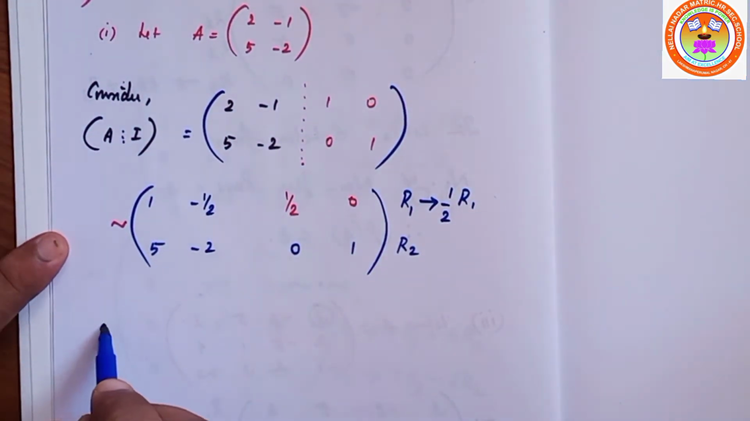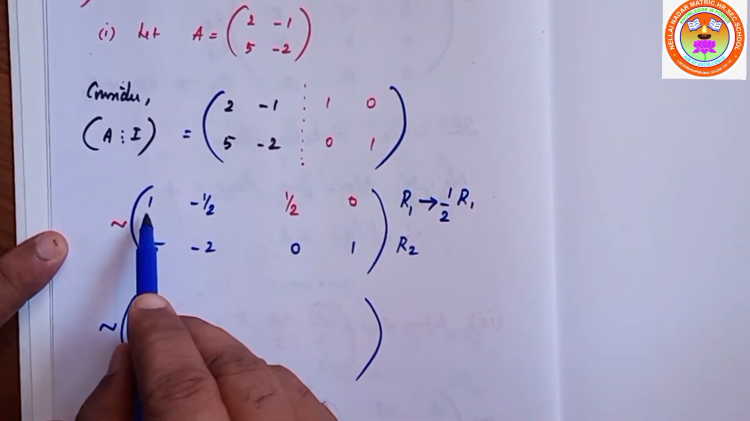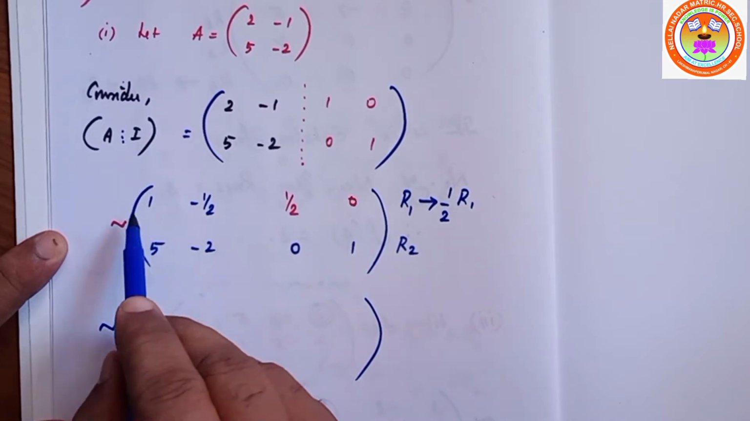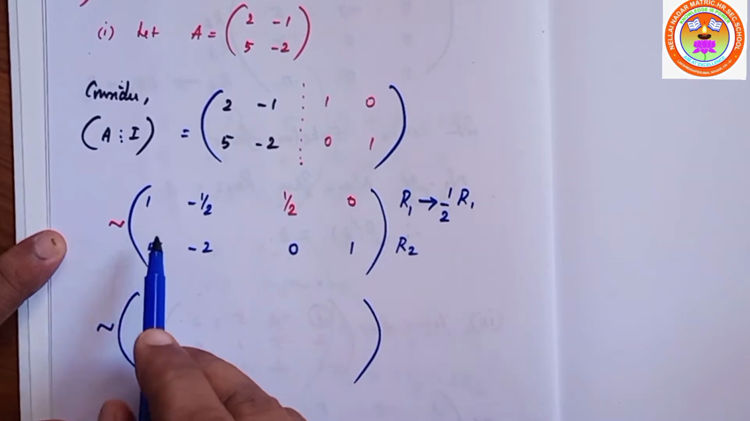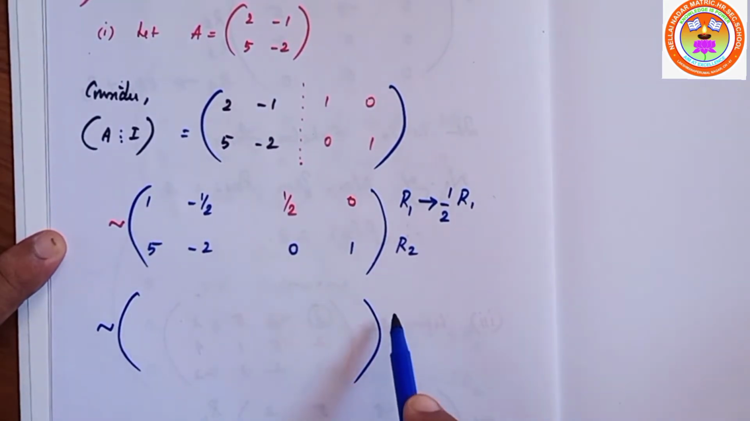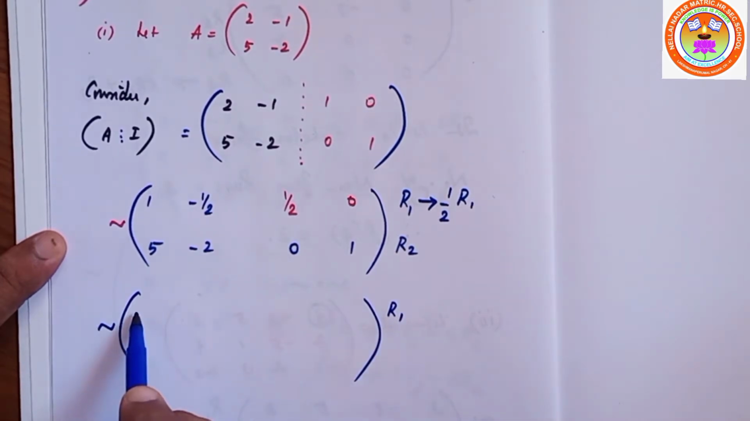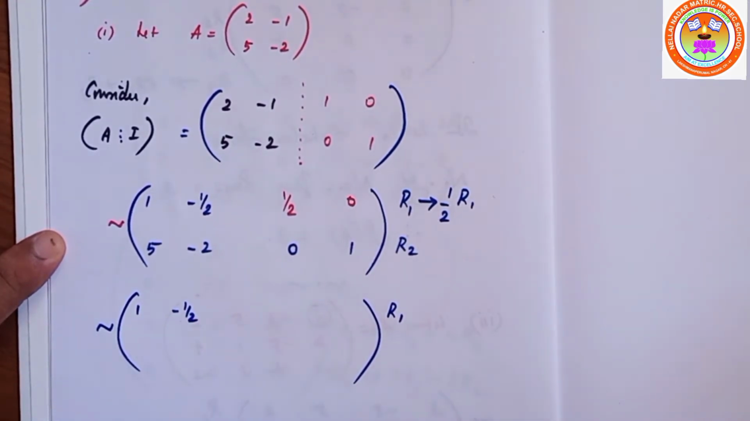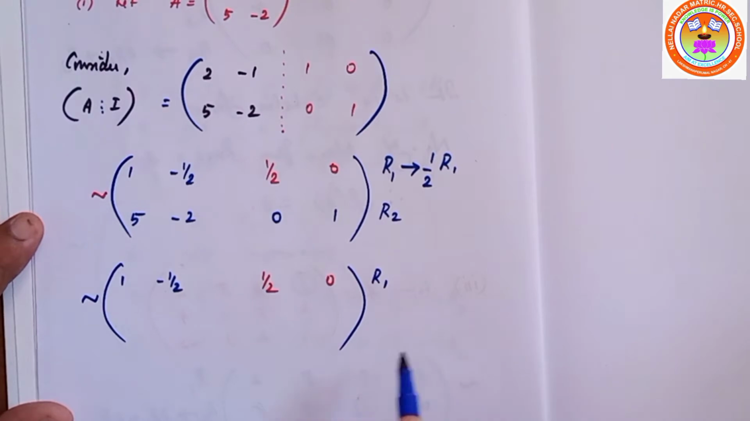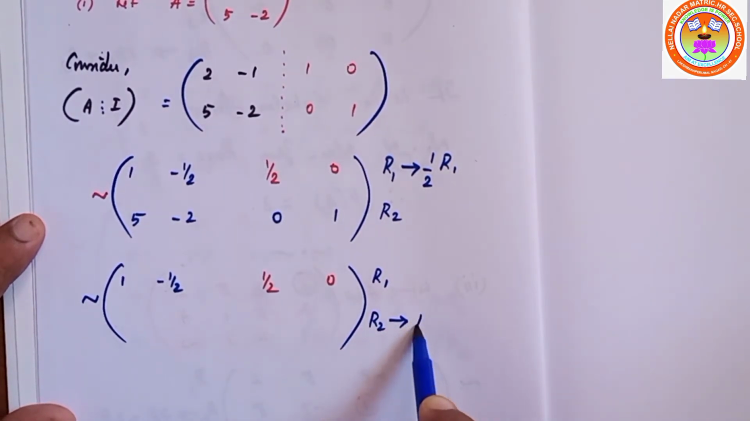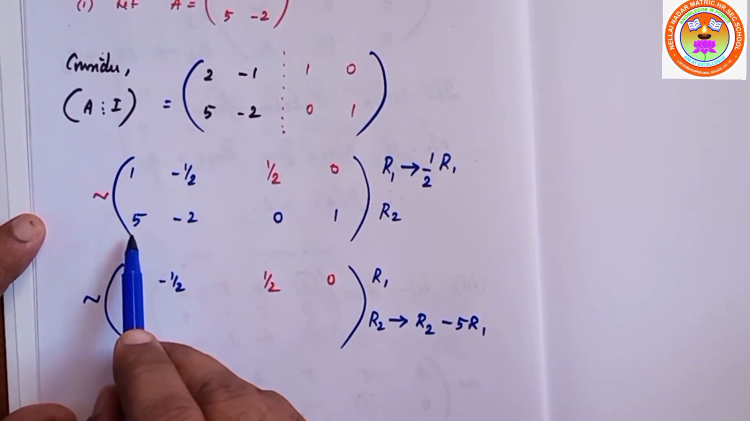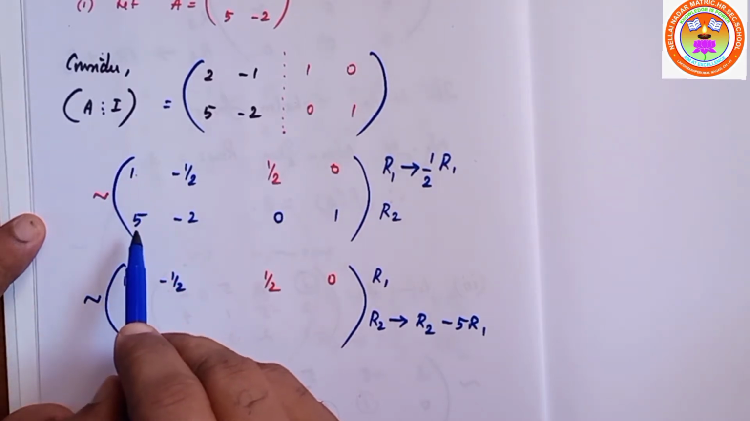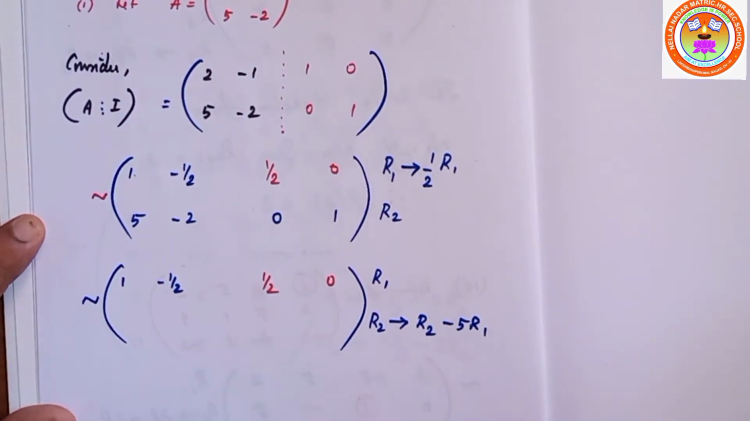Now look at that, this one is 1 right now. Now with the help of this element, we have to convert this element to 0. It has to be 0, correct? With the help of this element, remember. So I am retaining R1, no change at all, 1 minus half 1 by 2 0. Now I am going to change R2. R2 implies R2 minus 5 R1, correct? Here it has to be minus 5, then only we can get 0 while adding. So R2 minus 5 R1.